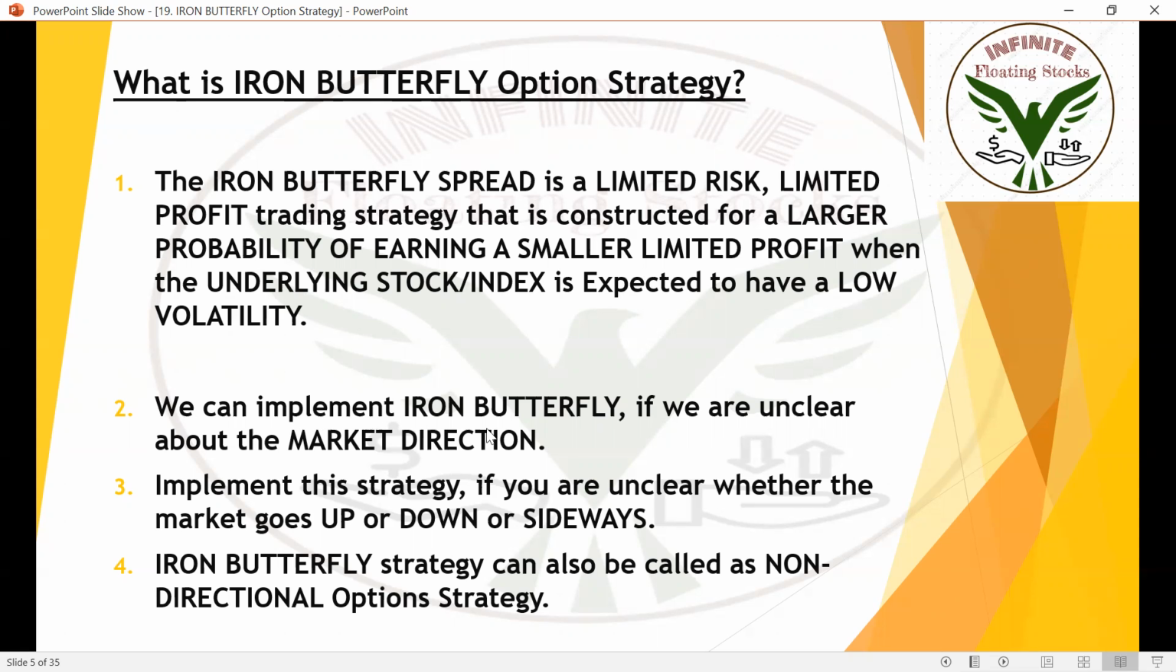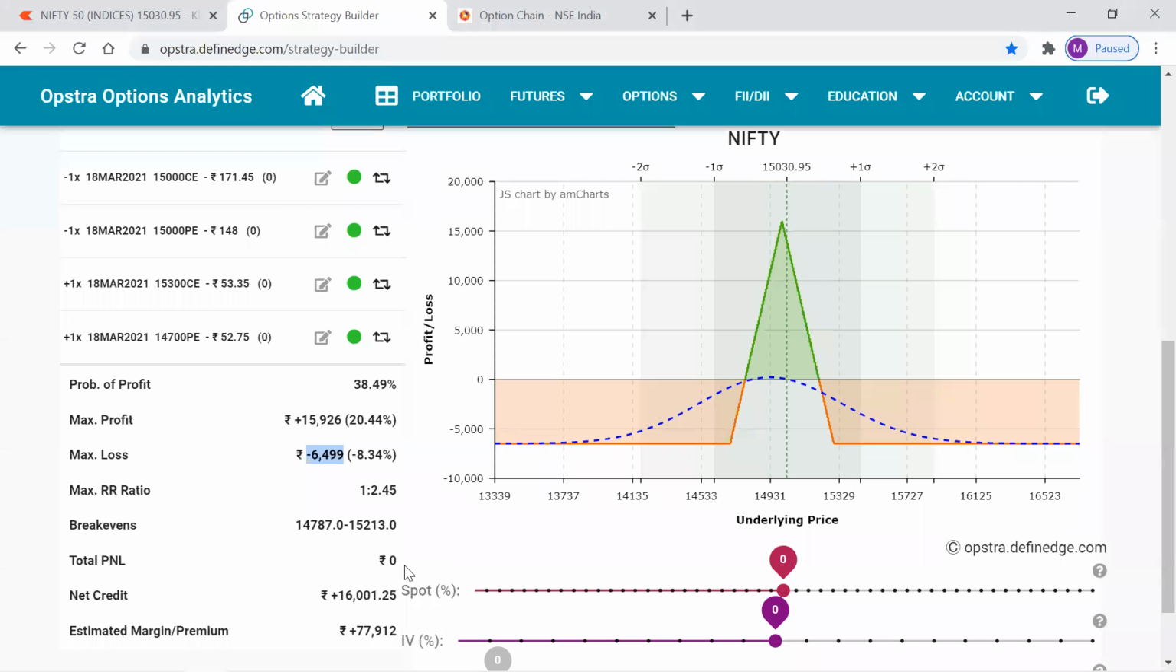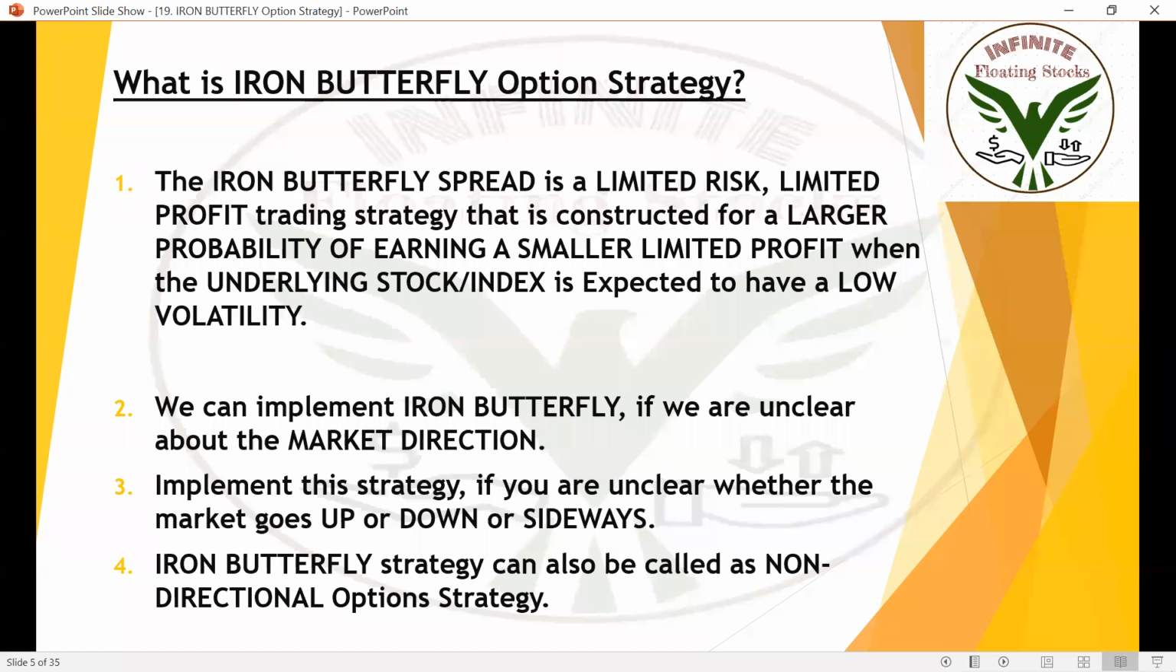And we can implement this iron butterfly strategy if we are unclear about market direction. Implement the strategy if you are unclear whether the market goes up or down or sideways. The iron butterfly strategy can also be called non-directional. Why non-directional? Because irrespective of market direction, you'll be able to make money. If the market comes down, look at your profit and loss report, it's 4,100. Or if it goes up, look at your P&L report, it's 5,876. So irrespective of market movement, you'll be able to make money.